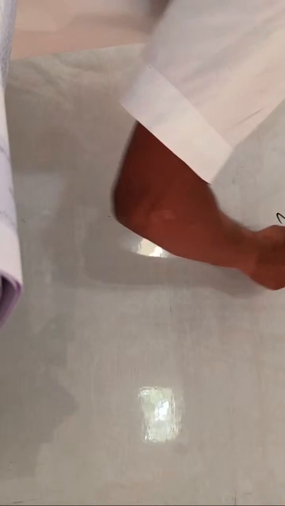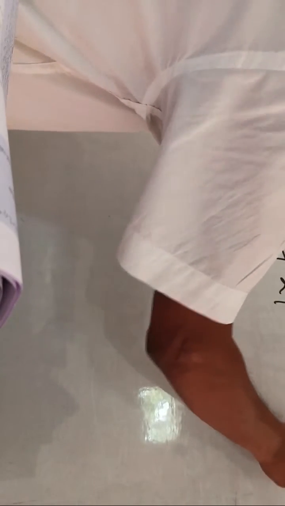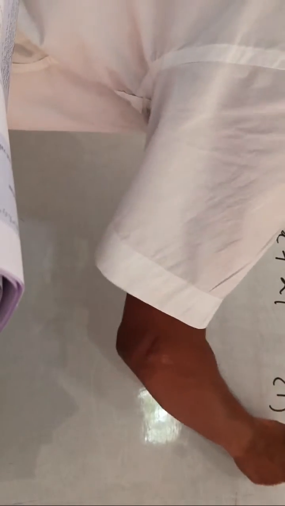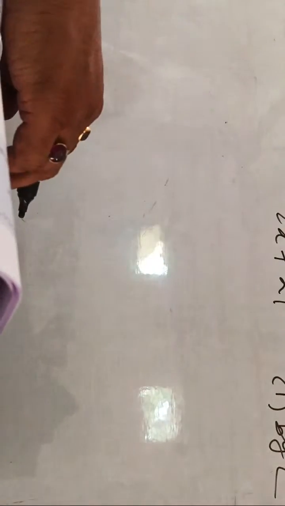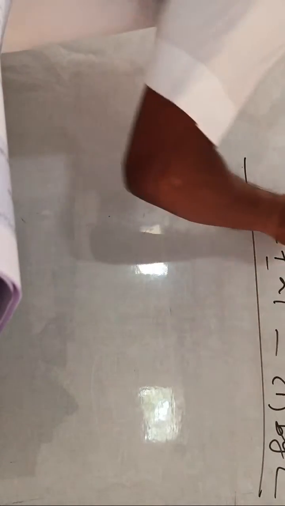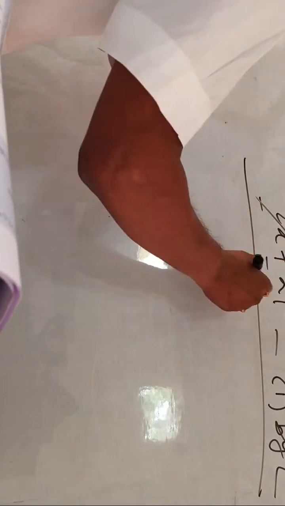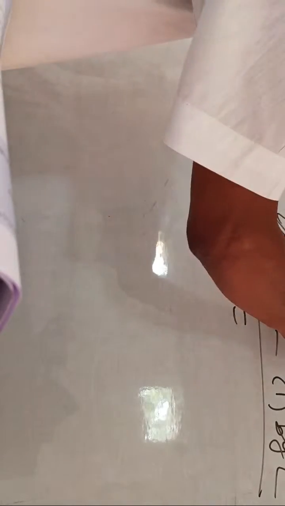So, we multiply the first equation by 2. 2 into x is 2x, plus 2 into y is 2y, and 2 into 5 is 10. Multiplying equation 1 by 2, right? Now, you subtract these two equations. 2x minus 2x is 0. 3y minus 2y is y. And 14 minus 10 is 4.